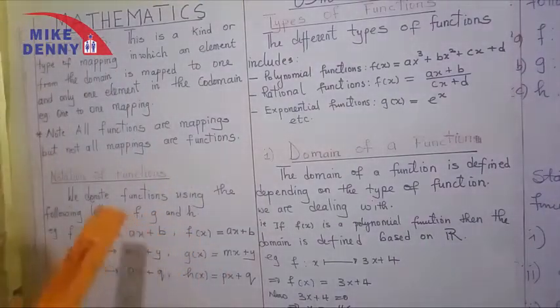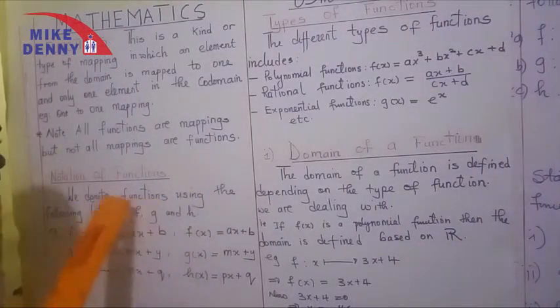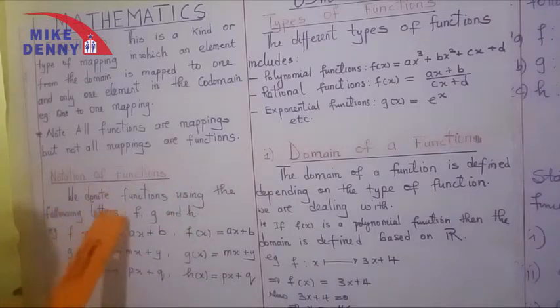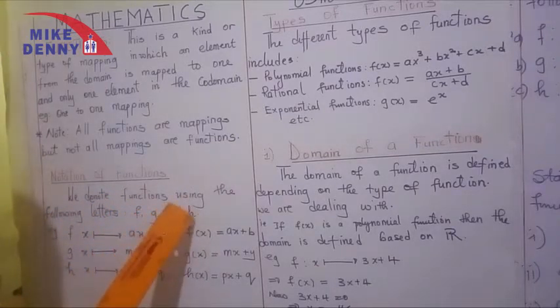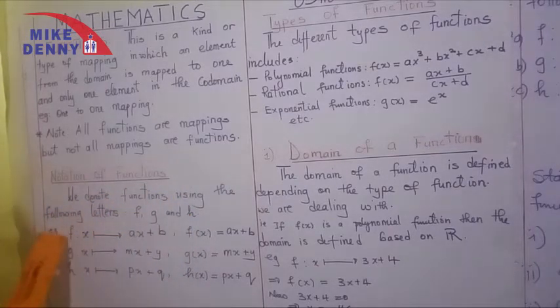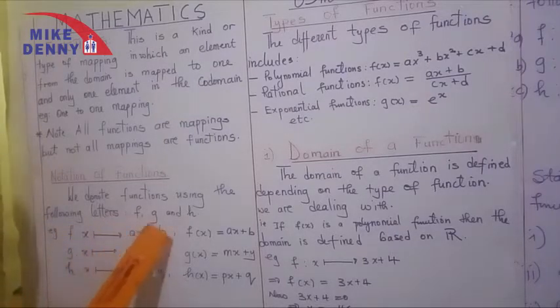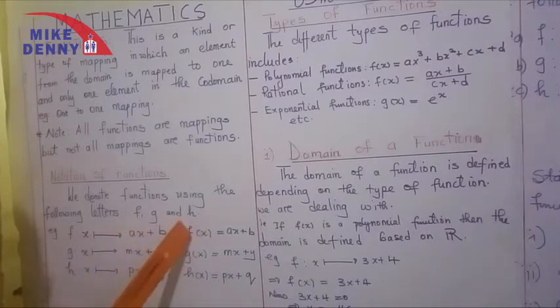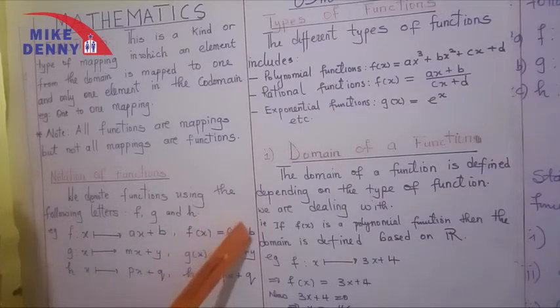So in this case, I've given you the steps. You say, okay, we denote functions using the following letters: F, G, and H. So you see how it is written. F: x is mapped to ax + b. In that case, this should not frighten you. We are indirectly saying that f(x) = ax + b.